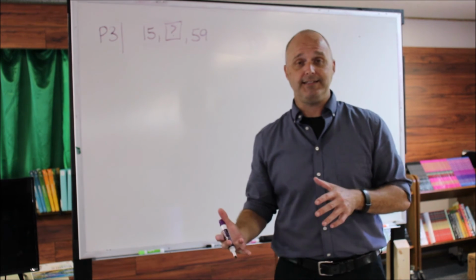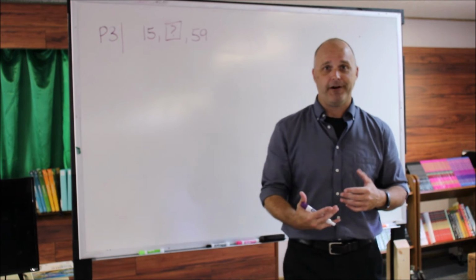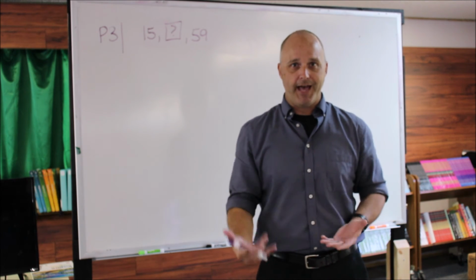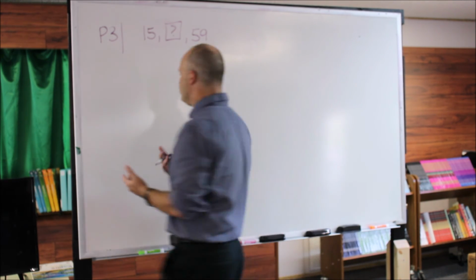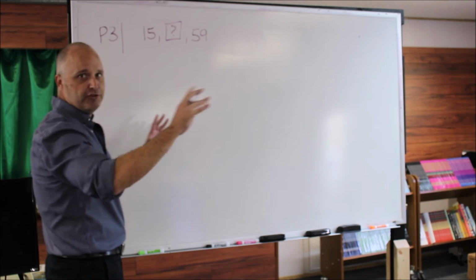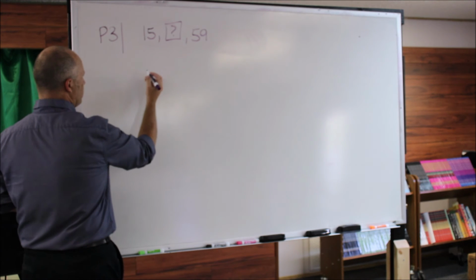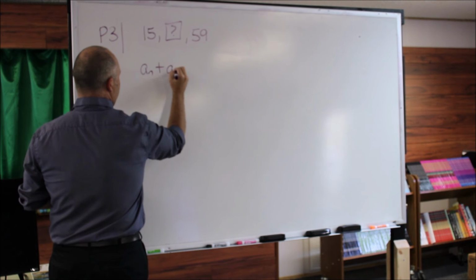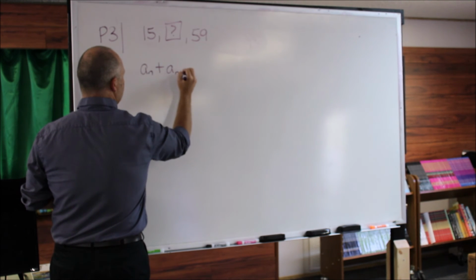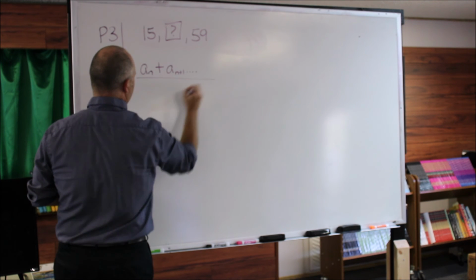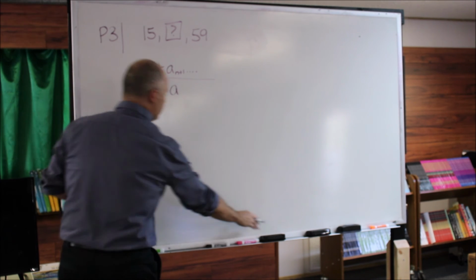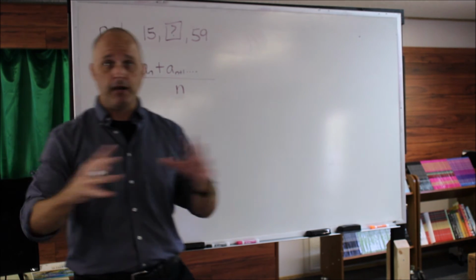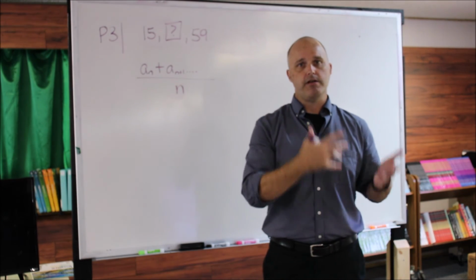So when you take the SAT, you're going to see all the time on there that it says, what is the arithmetic mean of such and such? All it's asking you to do is to find the average. So whenever we do the average of something, all we're doing is taking all of the terms and dividing by the number of terms. So it's going to be like a sub n plus a sub n plus 1, dot dot dot, over the number of terms. And so really all it is, you add up all of the terms and then you divide by the number of terms.